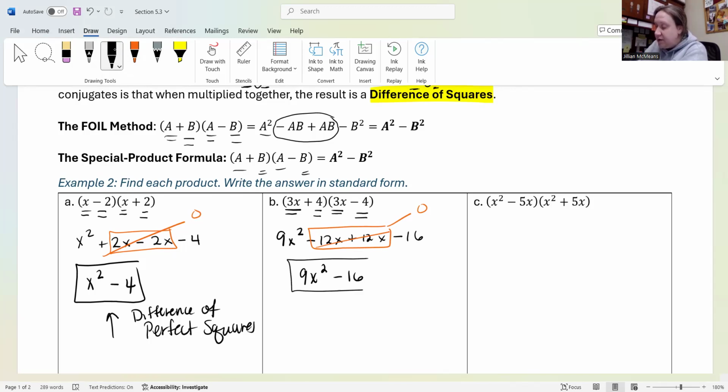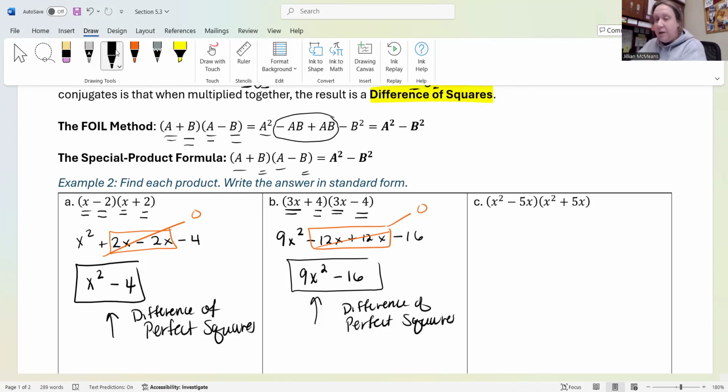So this is our final answer, and yet again, you can see here that we have the difference of perfect squares. So we're subtracting two terms. The first term is a perfect square. We know that 9 is a perfect square because its square root is 3. x squared is a perfect square because the exponent is divisible by 2. And then 16 is also a perfect square. Its square root is 4. And we're again subtracting. So we know that this method really does work. Our final product is the difference of squares, and those middle terms are going to cancel out using the FOIL method. Okay?